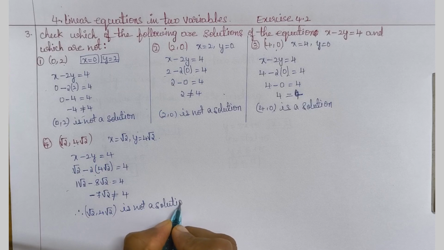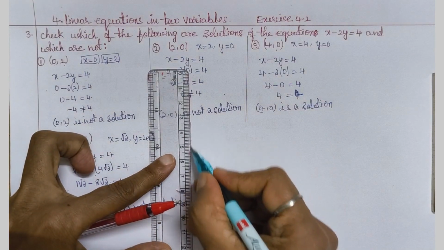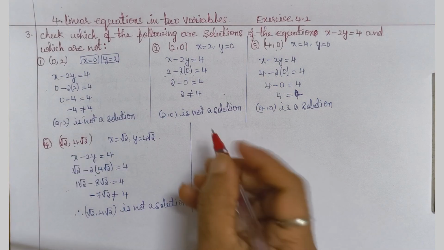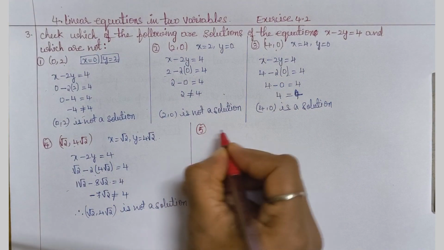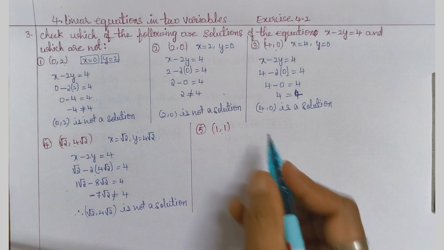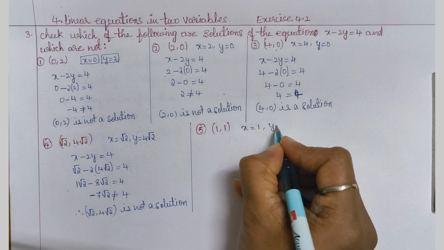Okay. Next, one more sum is there. See here, what is there? One more sum. Now see here, the fifth sum, (1, 1), is given. Listen, beta, (1, 1). See here, one value you take x, one value you take y. x is equal to 1, y is equal to 1.